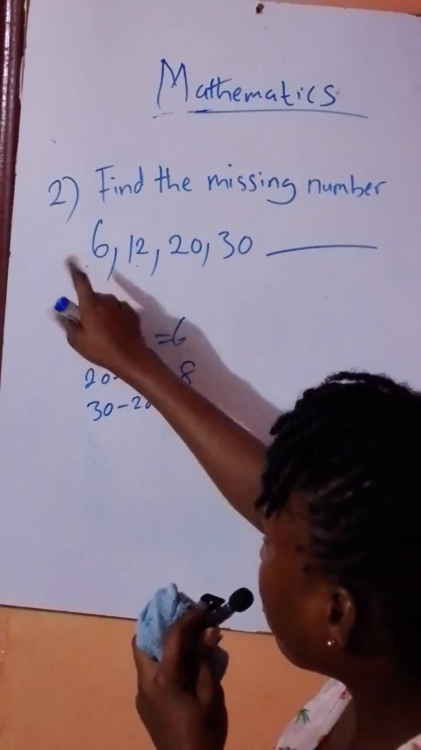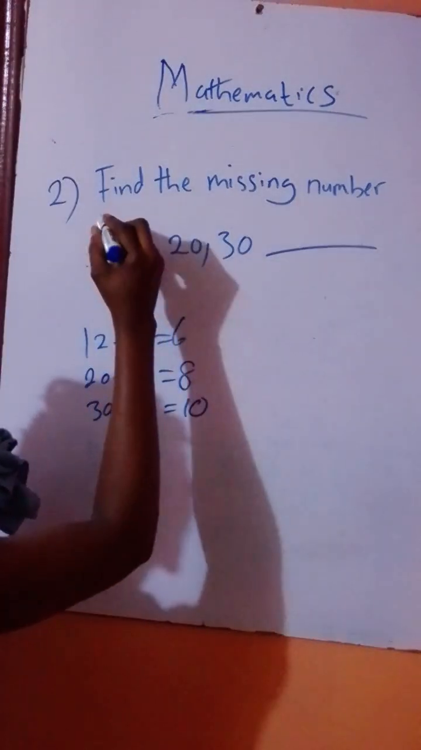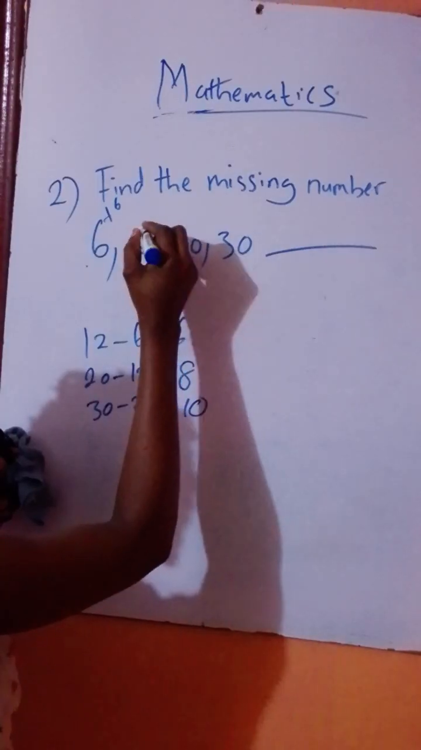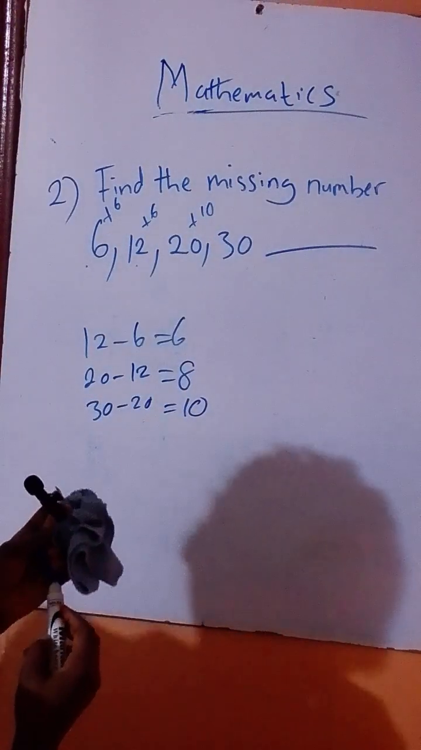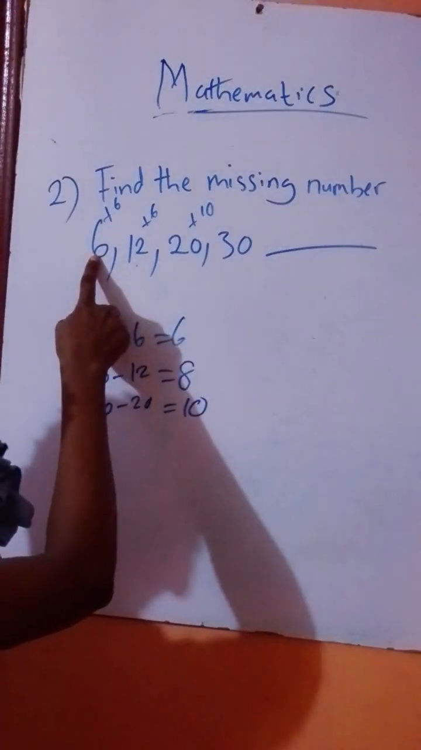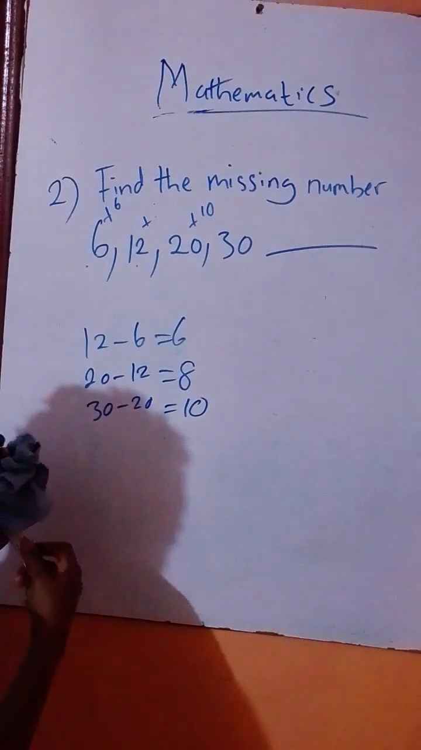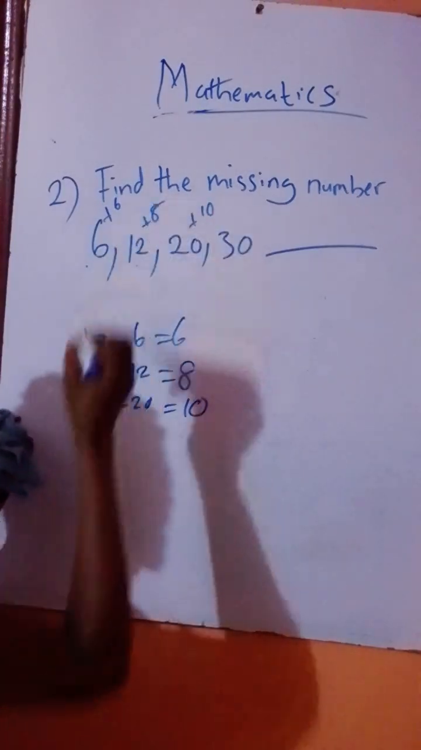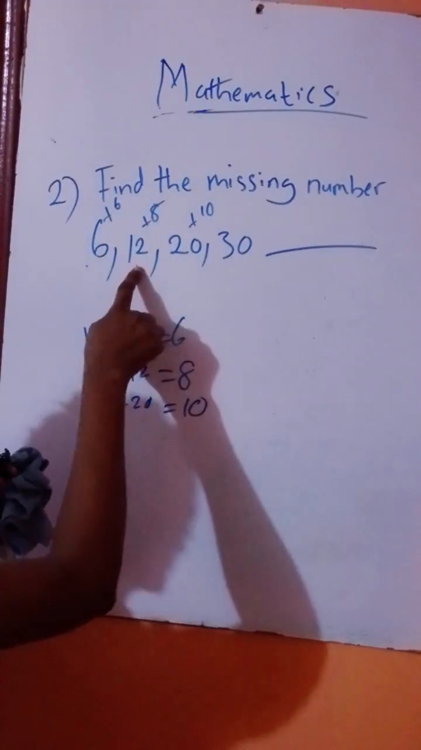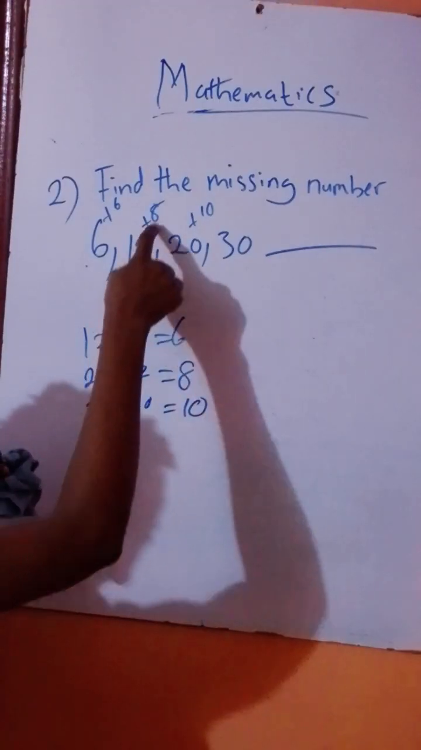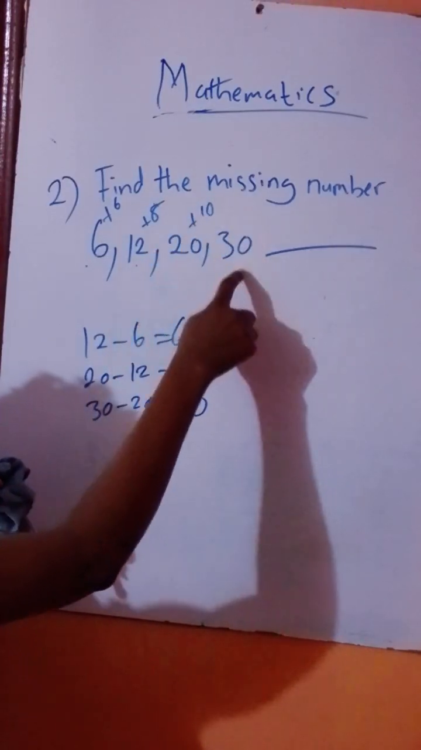This 6 now, this is what we got. 12 minus 6, that means this is plus 6. This is plus 8. This is plus 10. This 6 plus 6 is 12. This 12 plus this 8 gives us this 20. This 20 plus this 10 will give us 30.